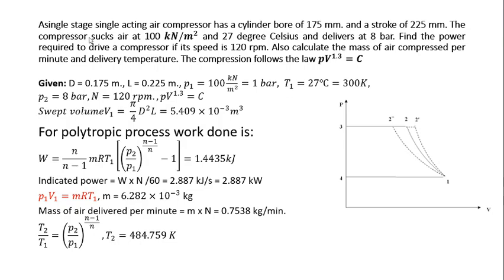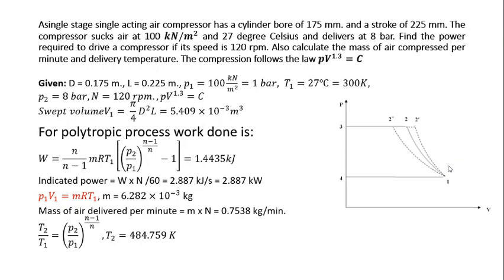A single stage single acting air compressor has a cylinder bore 175 mm and a stroke of 225 mm. The compressor sucks air at 100 kN per meter square and 27 degrees Celsius and delivers at 8 bar. Find the power required to drive the compressor if its speed is 120 rpm. Also calculate the mass of air compressed per minute and delivery temperature. The compression follows the law PV raised to 1.3 is a constant. So this is the question.